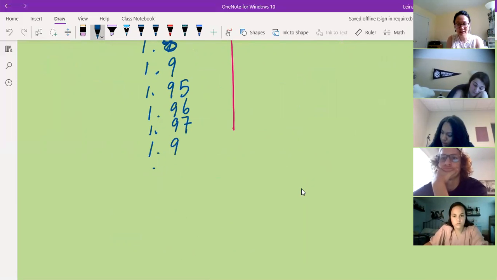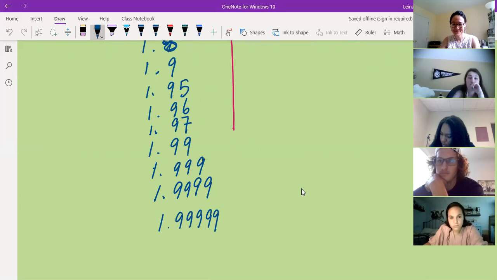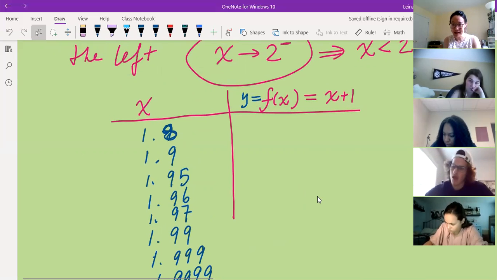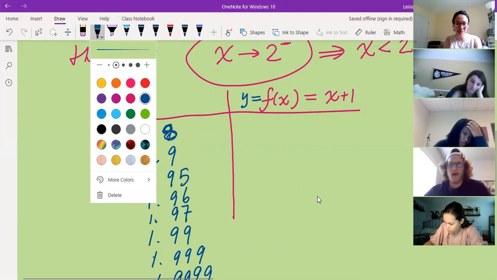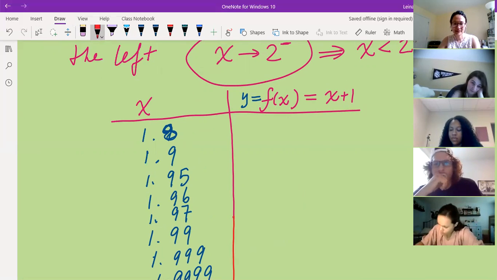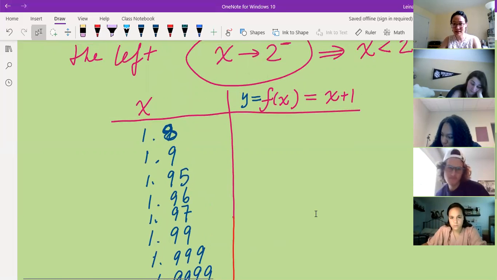So I can do 1.99, 1.999, 1.9999, 1.99999. Is that close enough to 2? Right, that's very close to 2. And then you'll be finding their function value. We are observing when x moves close to 2, what happens to the y? The y is x plus 1, so that's so easy to calculate, right? You just add 1 to the x, and that's going to be your y value.